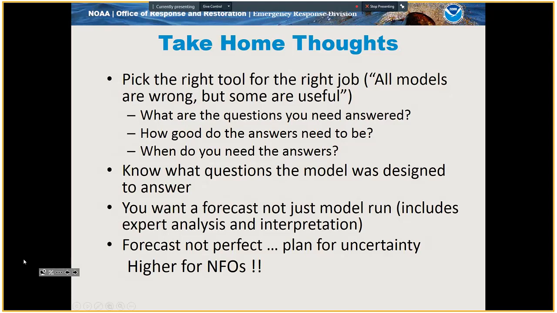So, you could take NOAA's known model and plug in the properties of a slurry oil or a dilbit, click go, and it'll give you an answer. But it really wasn't designed to deal with some of those processes.